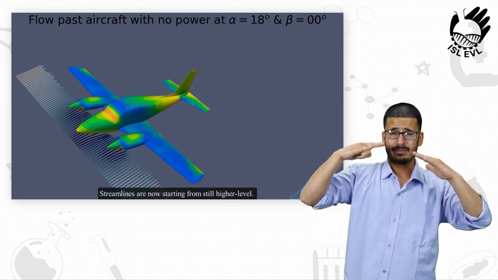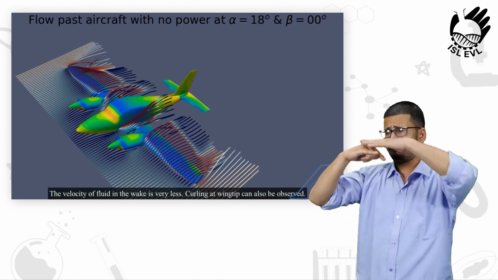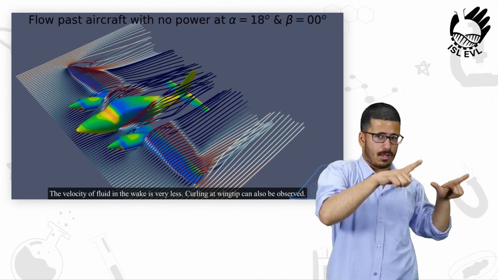Streamlines are now starting from still higher level. All the streamlines are now passing over the wing. The velocity of fluid in the wake is very less. Curling at wingtip can also be observed.